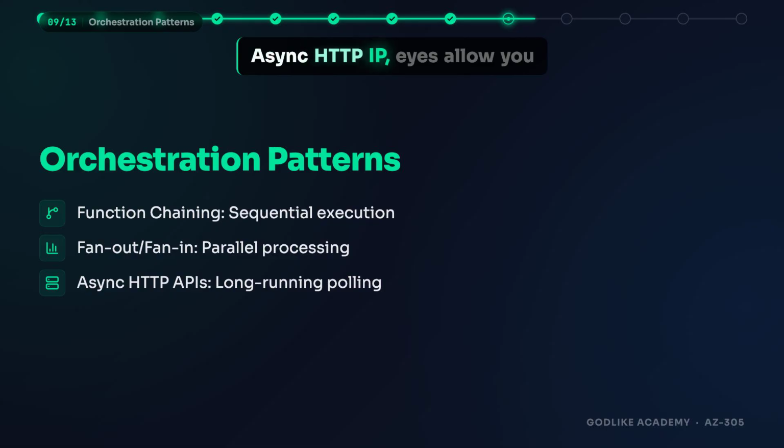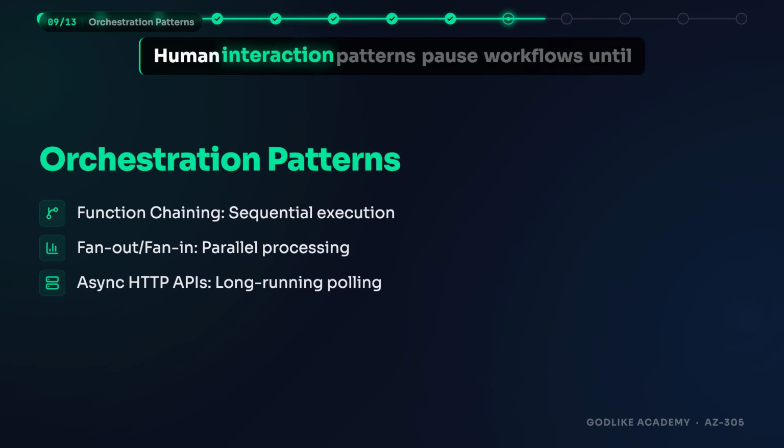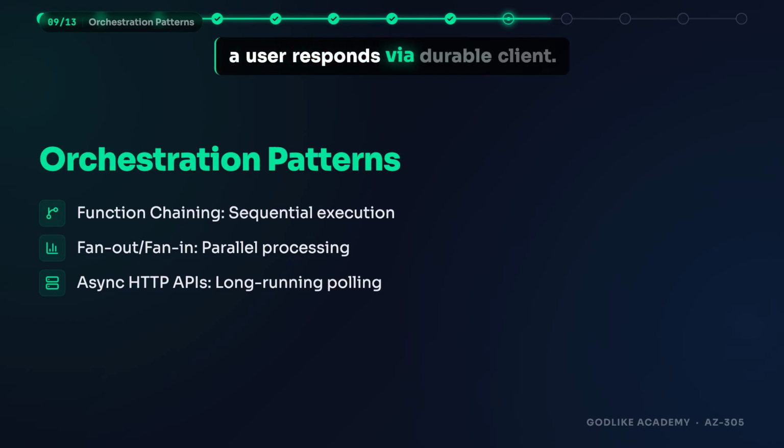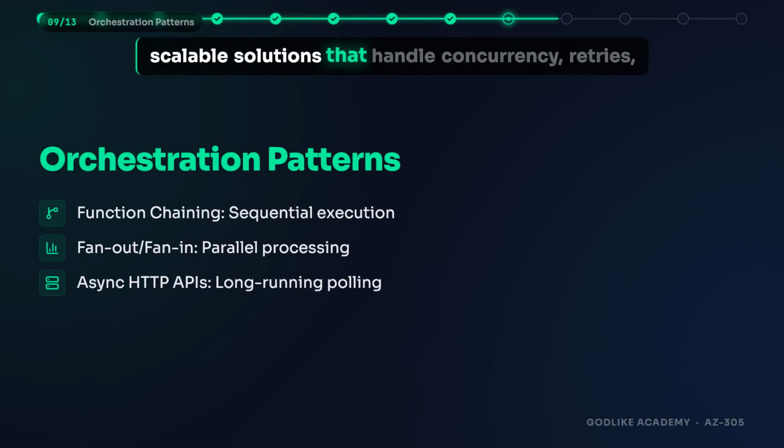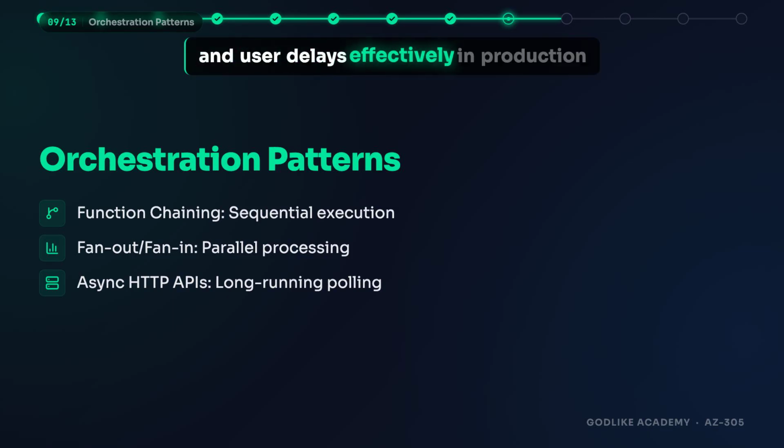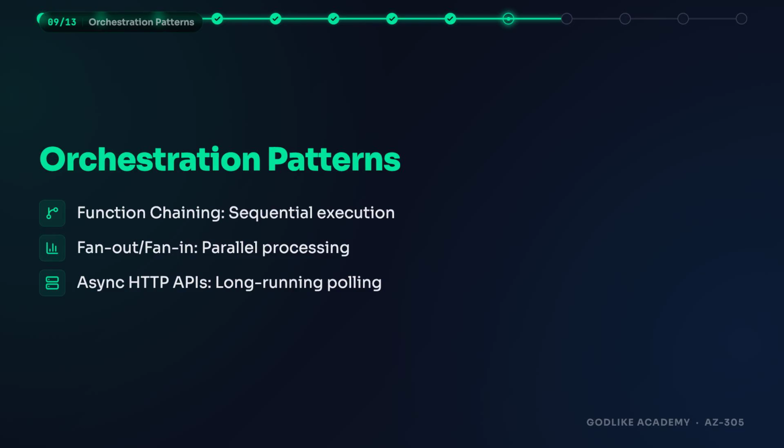Async HTTP APIs allow you to start long processes via start new and poll status using getStatus. Human interaction patterns pause workflows until a user responds via durable client. Mastering these patterns helps you design scalable solutions that handle concurrency, retries, and user delays effectively in production environments.